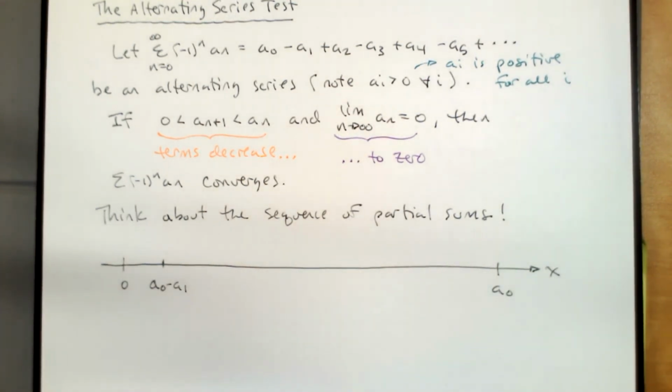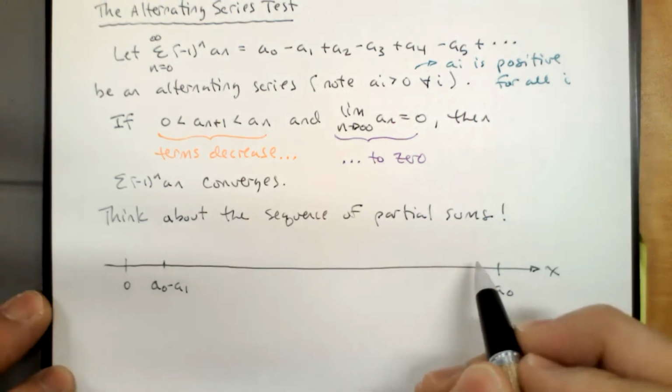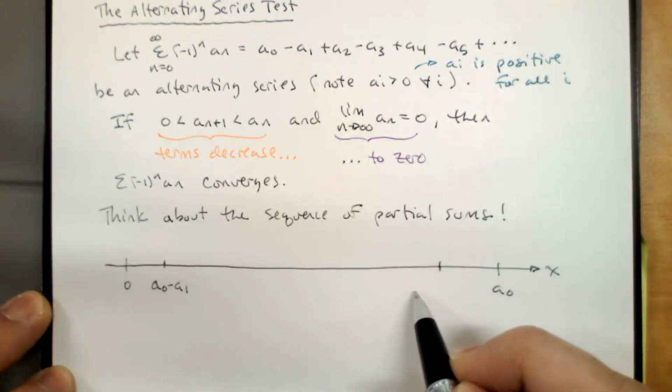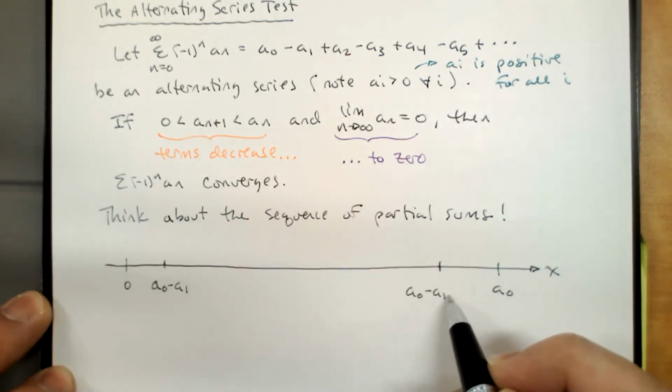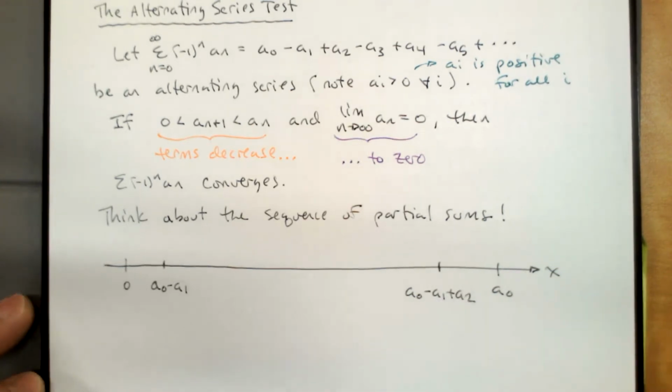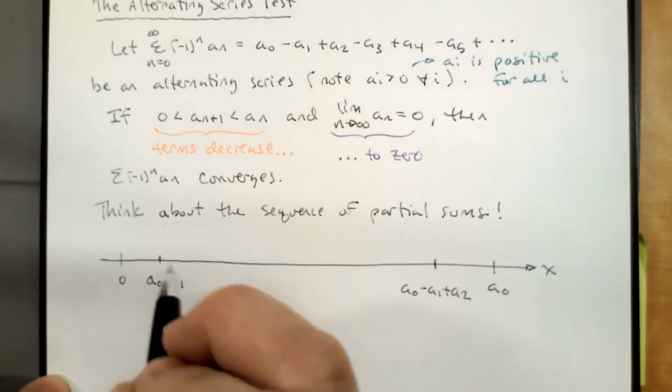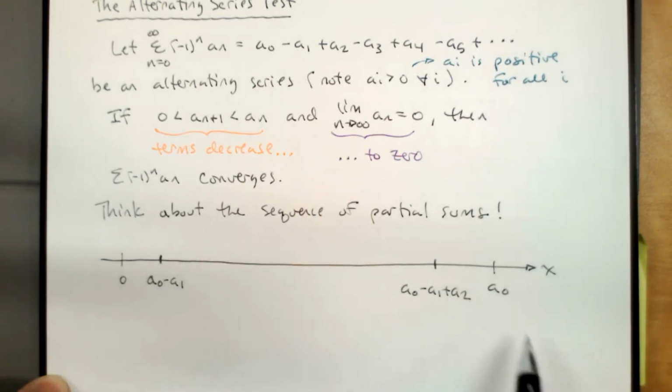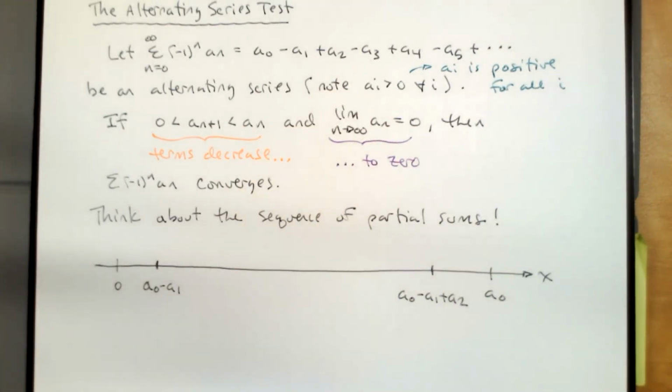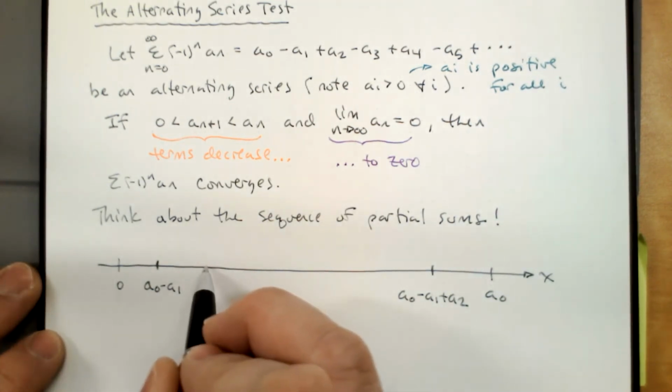Then the next term in the sequence of partial sums, we would add A2. But when we add A2, it's less than we just subtracted, so we won't be going past A0. Then we subtract A3. This is how the alternating comes into play. We subtract A3. The amount we're subtracting is less than what we just added, so we will not go past A0 minus A1.